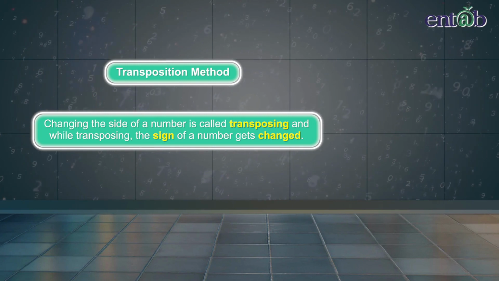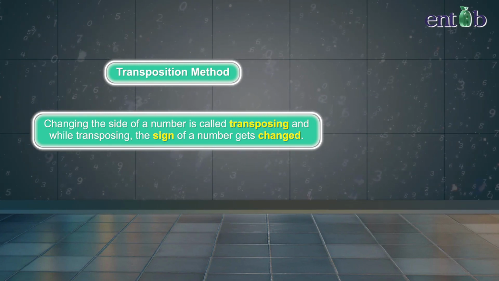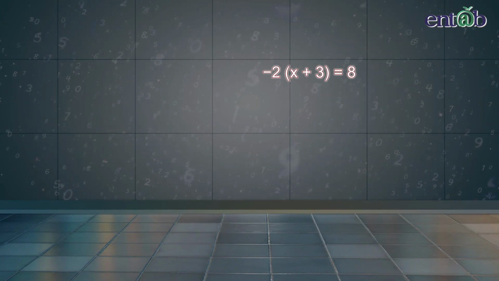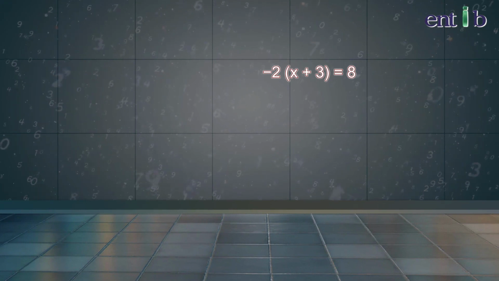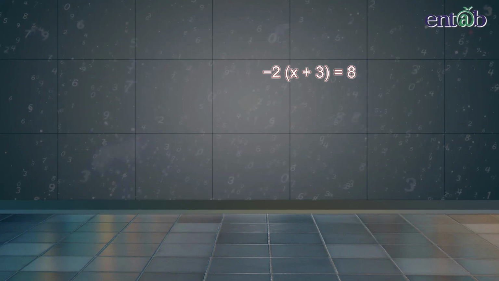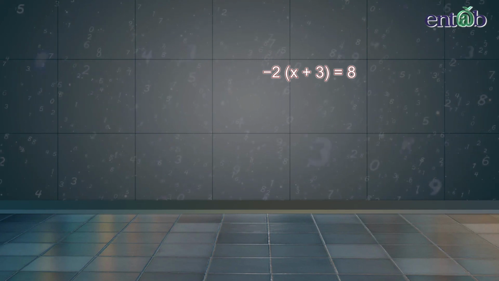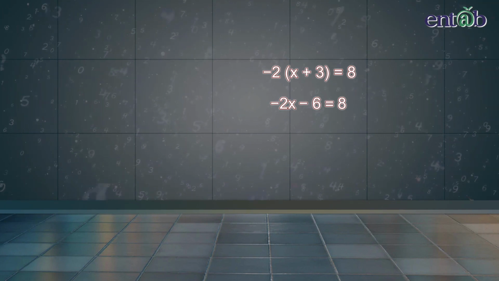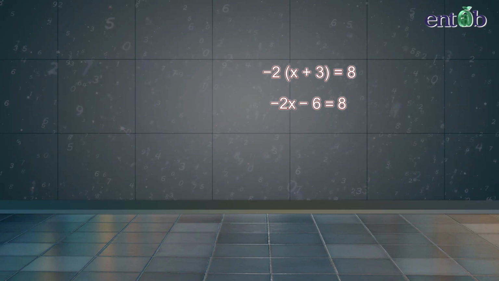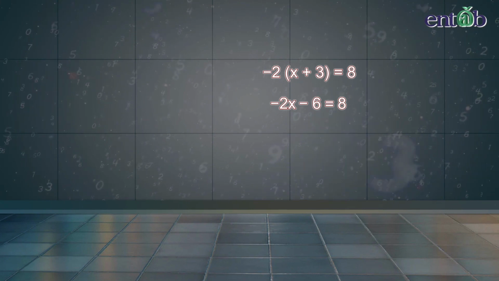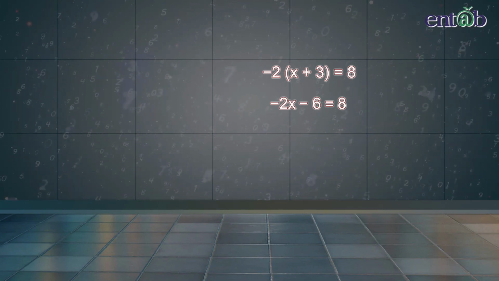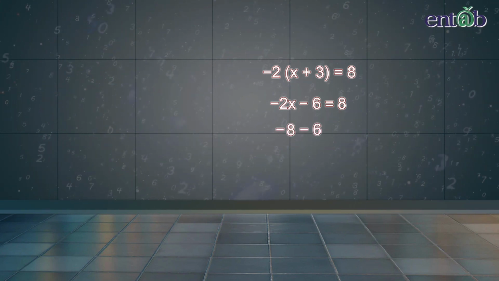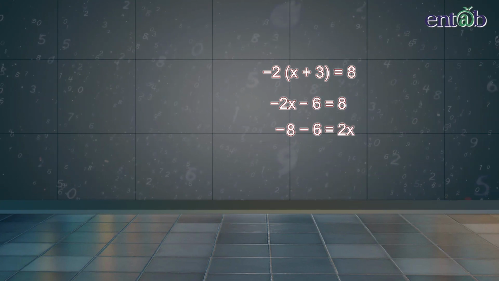Let's solve one more equation using the same method. Consider an equation -2(x + 3) = 8. Let us open the brackets first. The equation will then be -2x - 6 = 8. Now, let's interchange the sides of -2x and 8. Thus, the equation can be written as -8 - 6 = 2x.